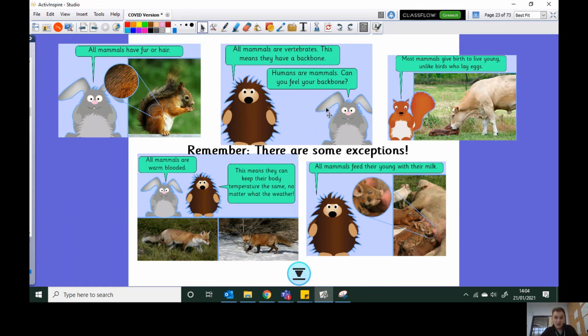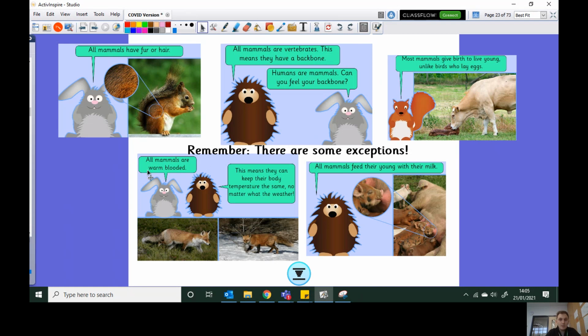And we are examples of mammals. Can you feel your back? Have a little feel of your back now. Can you feel the spine that goes down the middle? Now, most mammals give birth to live young, unlike birds who lay eggs. So there's an example here of a cow. And the cow gives birth to the calf, and the calf, very soon after, stands up and is walking around, which is amazing. It's like a miracle.